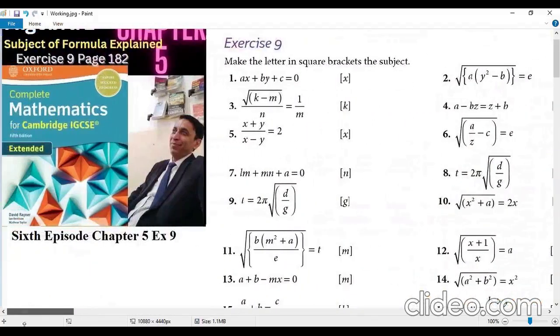And we'll be uploading soon exercise 10, which is on direct variation, and exercise 11 is going to be on inverse variation.